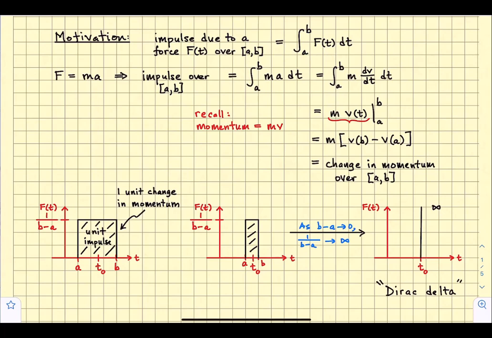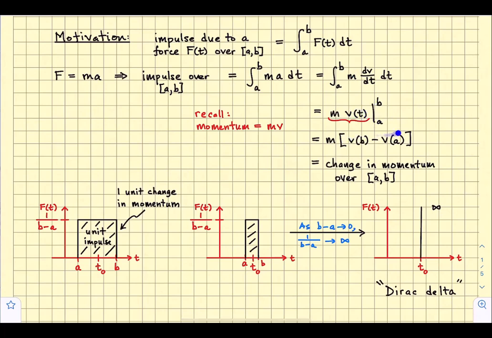And if force is mass times acceleration, and we want to calculate its impulse over an interval from a to b, we would just integrate from a to b, mass times acceleration. Acceleration is the first derivative of velocity, so we have this. And now we anti-differentiate this with respect to t. Remember, mass is constant. So this is just m times v of t evaluated from a to b.